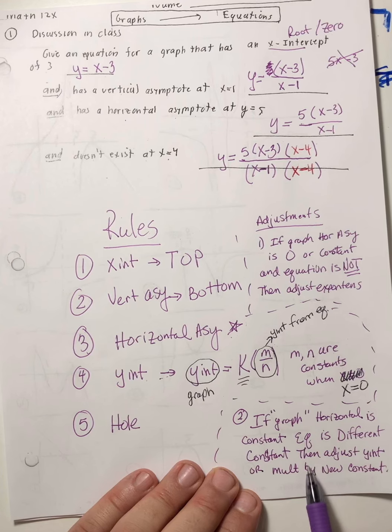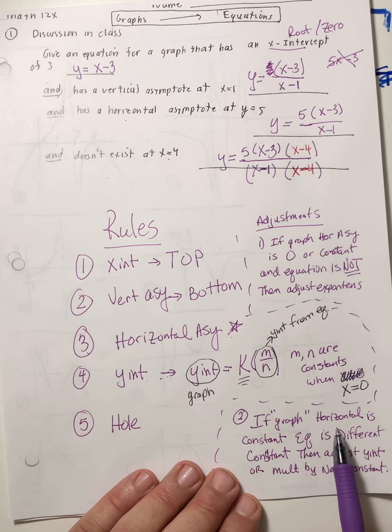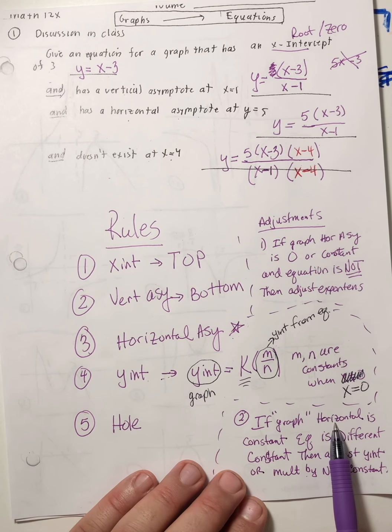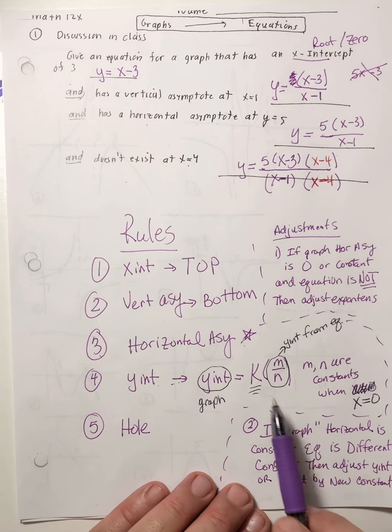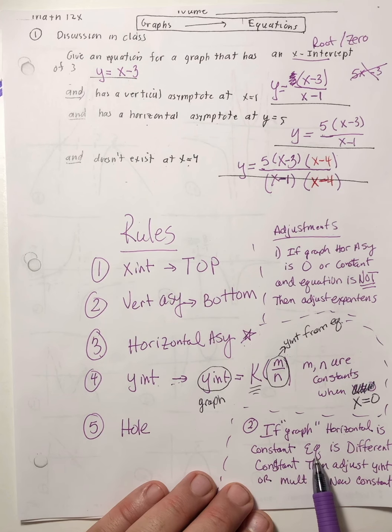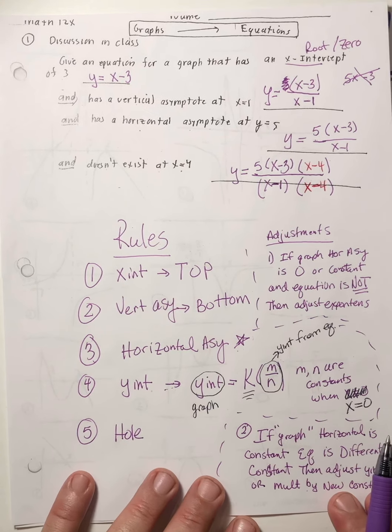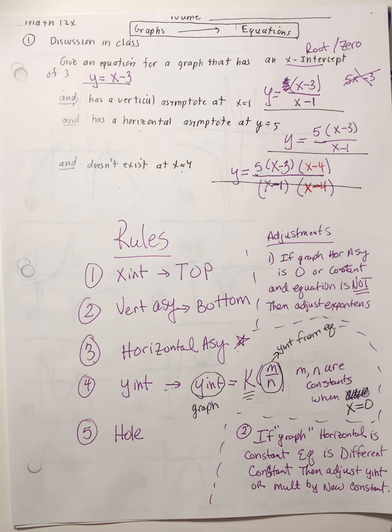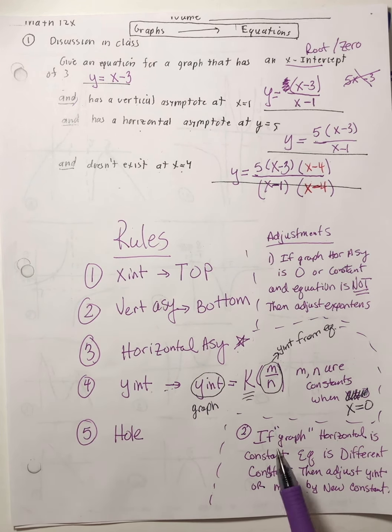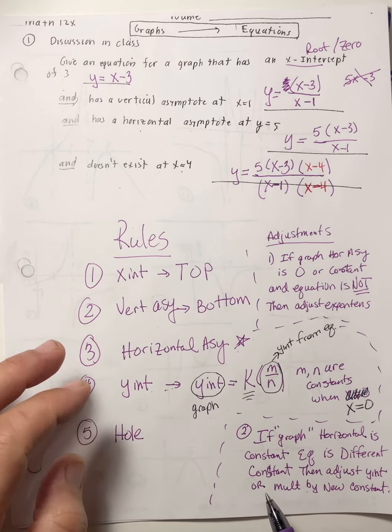Okay, so those are going to go hand in hand. Your horizontal asymptote is not going to equal the y-intercept, but your horizontal asymptote and your y-intercept sort of go hand in hand with each other when you do your adjustments. Because if your horizontal asymptote is a constant and you play with that constant, you're probably going to change the y-intercept. So they go hand in hand.